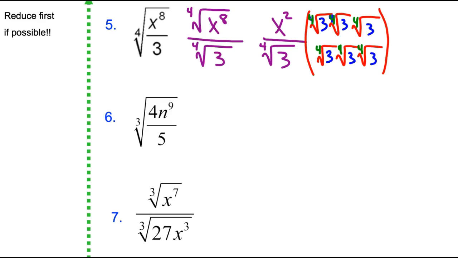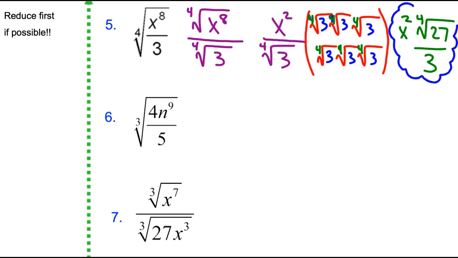In order to make a perfect fourth root, you have to have 4 factors of 3. So 3 times 3 times 3 times 3 is going to be 81, which is a perfect fourth root. So the fourth root of 3 times itself 4 times just cancels out and it just gets 3 over, and then the top we have x squared times the fourth root of 27. And there's no perfect factors of 27, so thankfully we don't have to do anything else with that. So we're good.